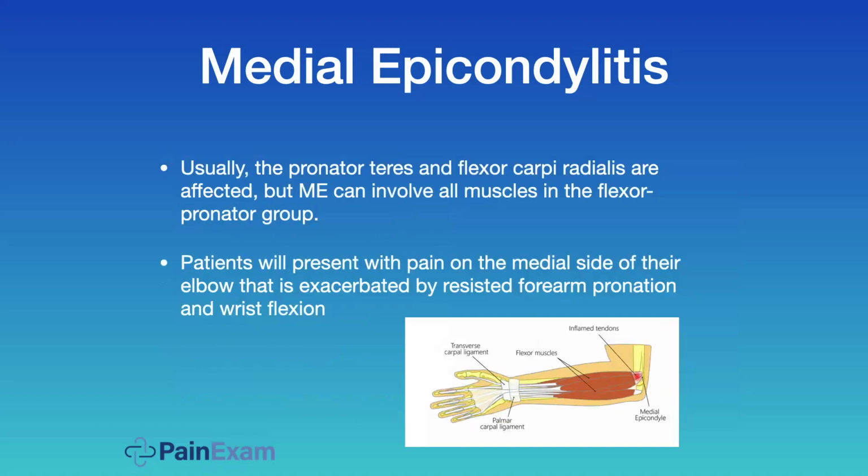Usually pronator teres and flexor carpi radialis are affected, but medial epicondylitis can involve any and all of the flexors of the pronator group. Patients will present with pain on the medial aspect of the elbow that's exacerbated by resisted forearm pronation and wrist flexion.